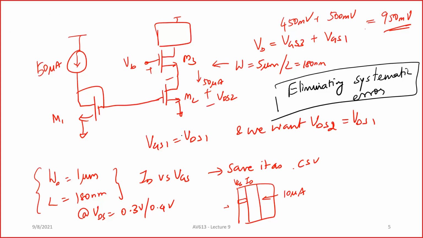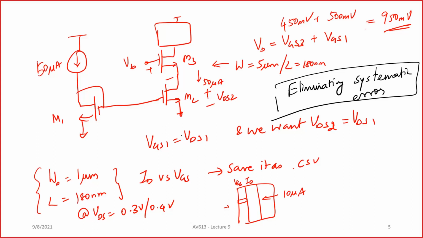Now, how to calculate the output impedance? Sir, that ID versus VGS plot is for a single transistor, right? Yes. Sir, for M3, then it will not hold true, right? Because the VDS is different for M3. So ID will be dependent on a different VDS, and that lookup table will not hold true.